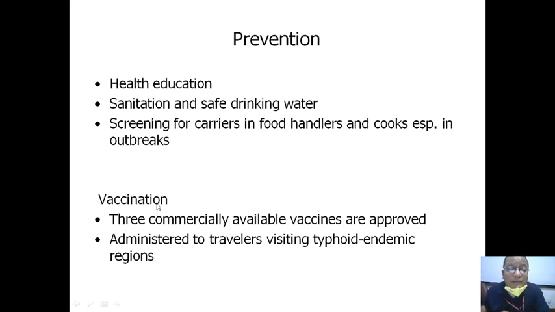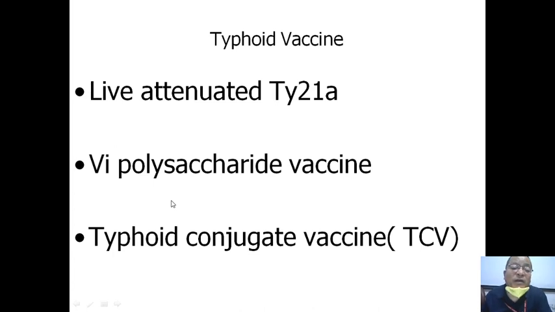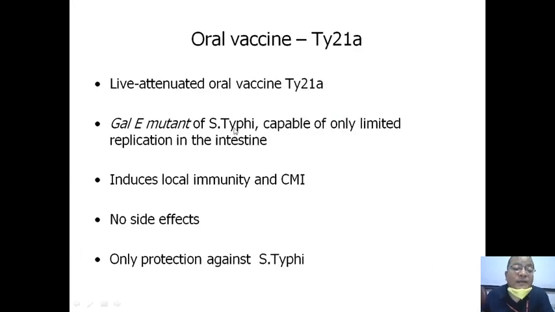As far as the vaccination is concerned, there are three very effective vaccines available. Live attenuated, the earlier live attenuated TY21A, and the VI polysaccharide vaccine. Live attenuated TY21A vaccine is actually a mutant vaccine, a mutant Salmonella typhi bacteria. This will go inside the intestinal epithelium, multiply maybe a couple of generations, and then it will die and lyse, and it will liberate a large amount of antigen, and this antigen will induce immunity. So this immunity will produce mostly local immunity, IgA, as well as cell mediated immune response.